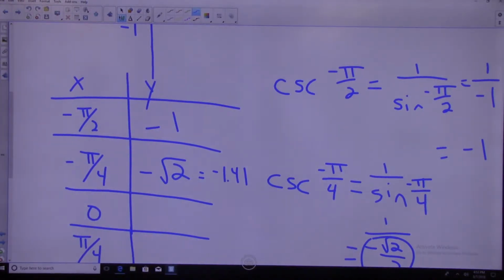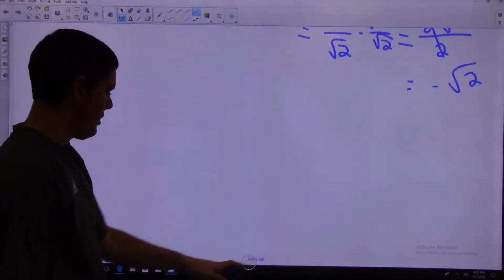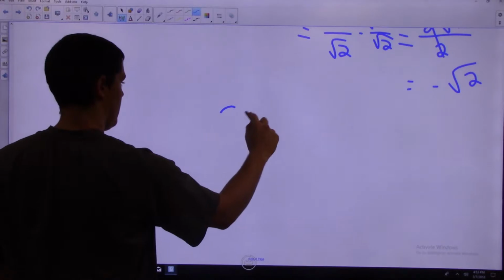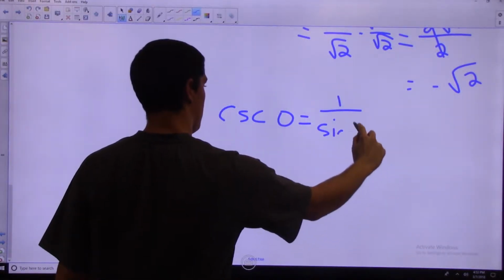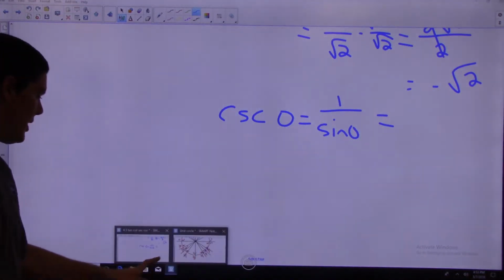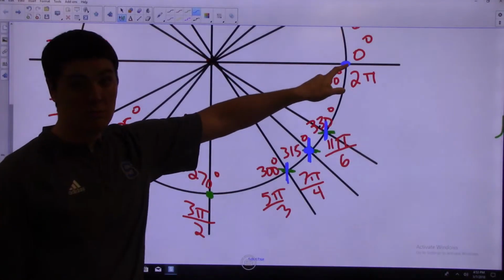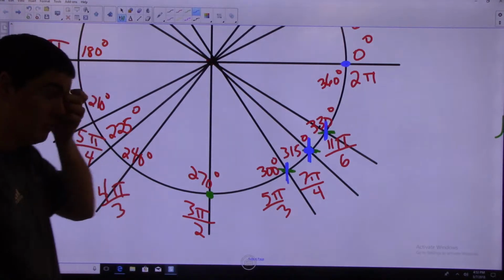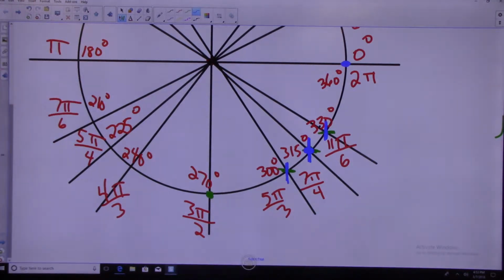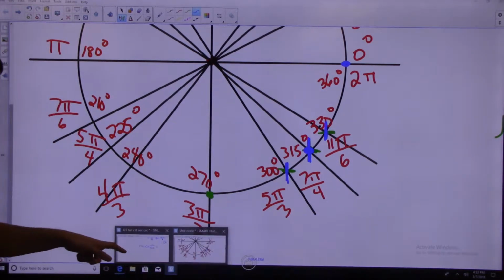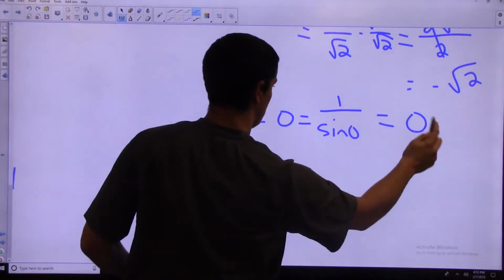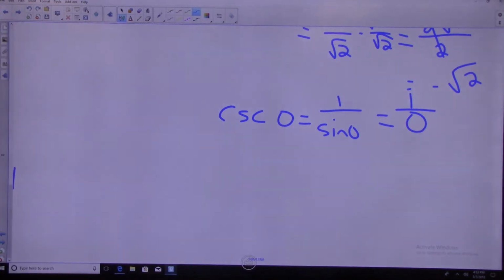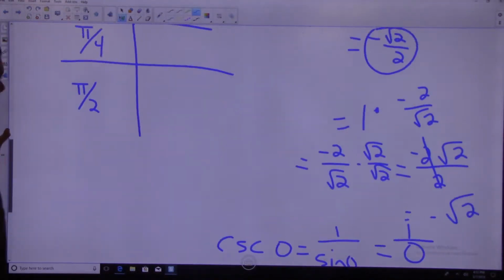All right, moving on. Let's go 0. So let's find the cosecant of 0. Well, that's the same thing as 1 over sine of 0. All right, so you guys tell me, what is the sine of 0? Yep, 0. So this will be 1 over 0. And so, what's 1 divided by 0? Answer is undefined.